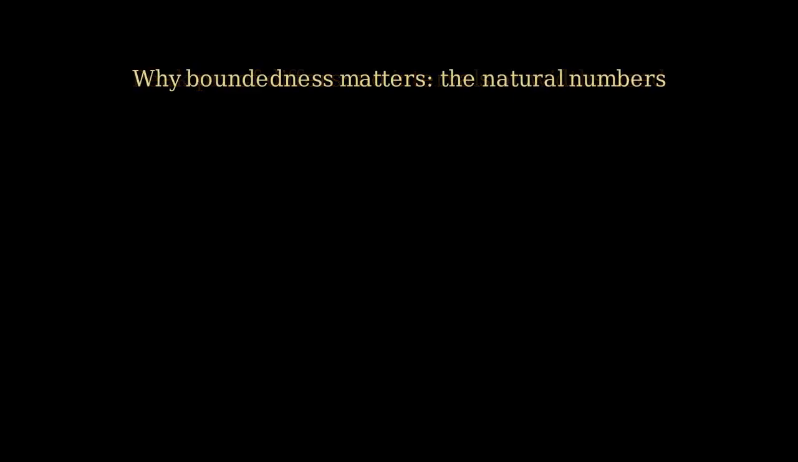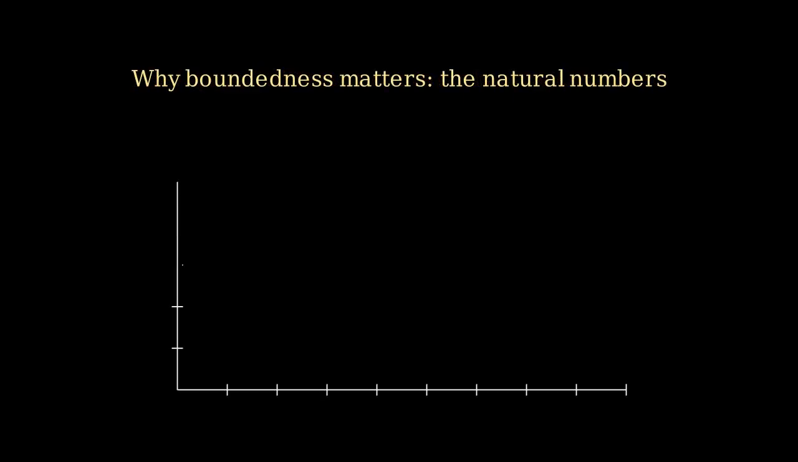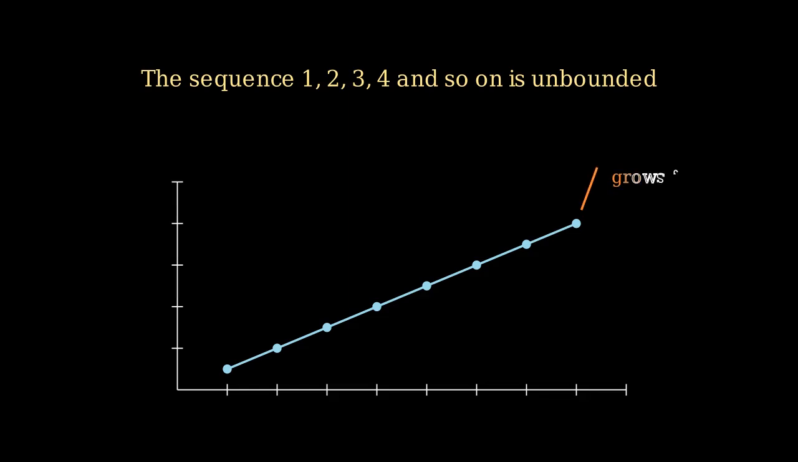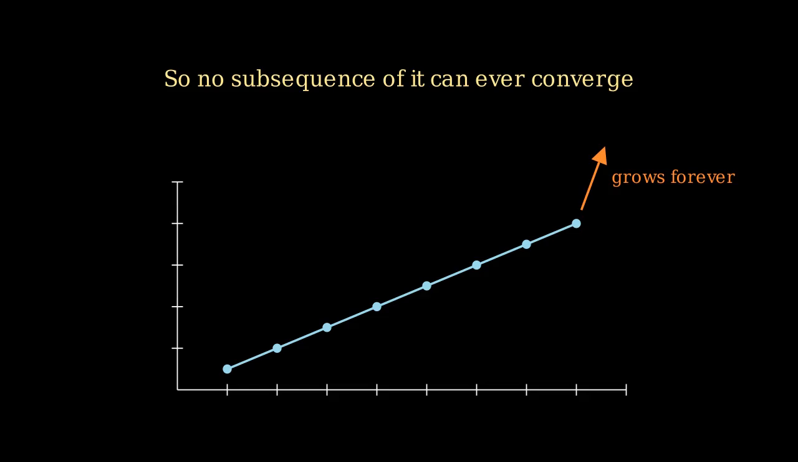Finally, let us check why the boundedness condition in the theorem is actually necessary. Consider the sequence of natural numbers, 1, 2, 3, 4, and so on forever, which is not bounded since it grows without limit. Any subsequence taken from this sequence also grows without limit, so no subsequence of it can ever settle down and converge to a finite value. This shows that without the boundedness assumption, the theorem completely fails, confirming that boundedness truly is essential for the result to hold.